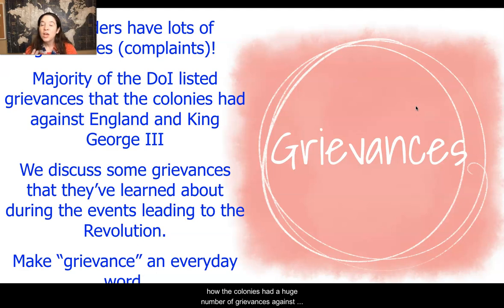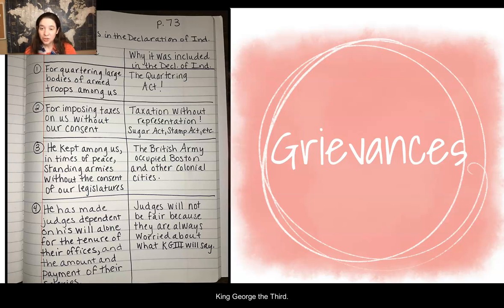and they start to think about how the colonies had a huge number of grievances against King George III. For my 5th graders, we don't talk about all of the grievances, and that's because there are some really complicated ones. So we talk about the grievances that they will recognize from the road to revolution.